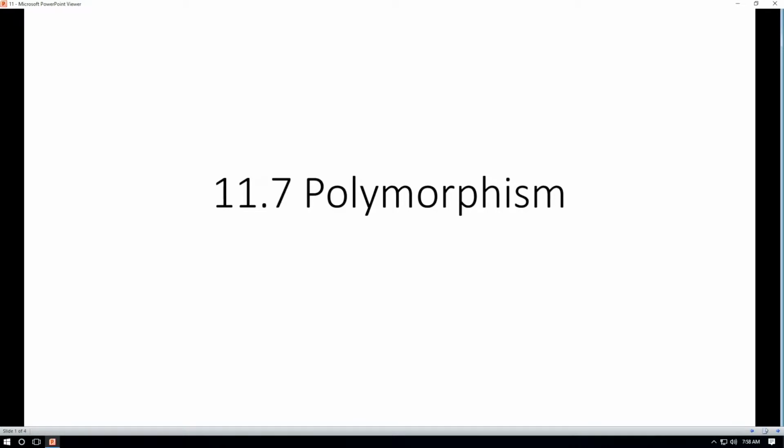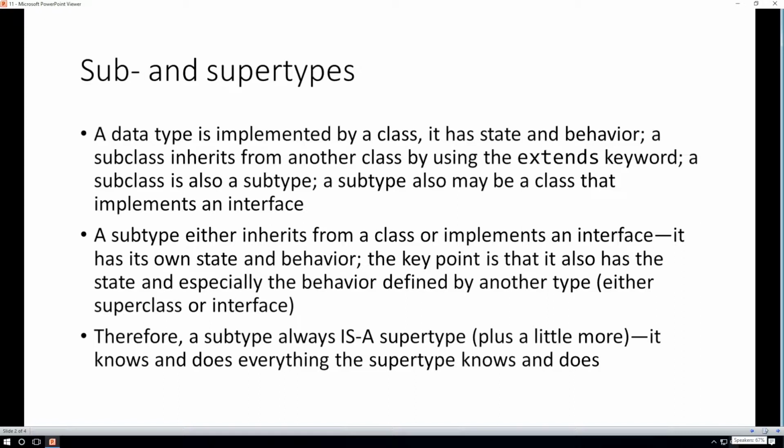In this section, we're going to discuss polymorphism. As we have seen, data types are implemented by classes. These classes have state and behavior. The state are variables that remember certain pieces of information, and behavior are the methods defined that manipulate those data members or do other computation.